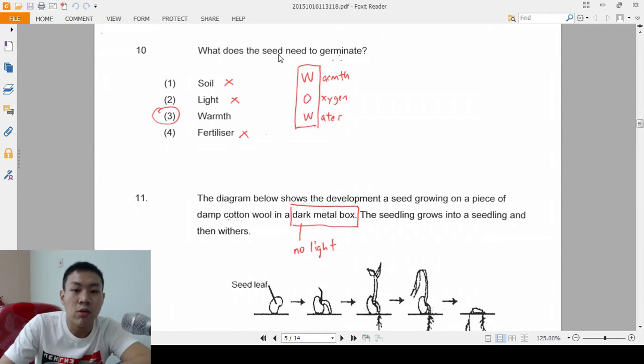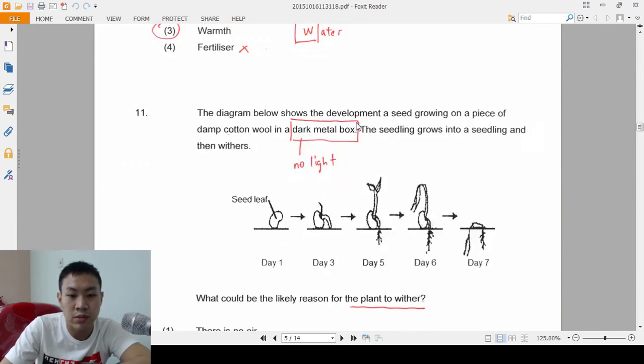Question 10. What does the seed need to germinate? Okay, so remember this acronym, WOW. Warmth, oxygen, and water. These 3 items. Okay, so in this case, the best answer here will be option 3.